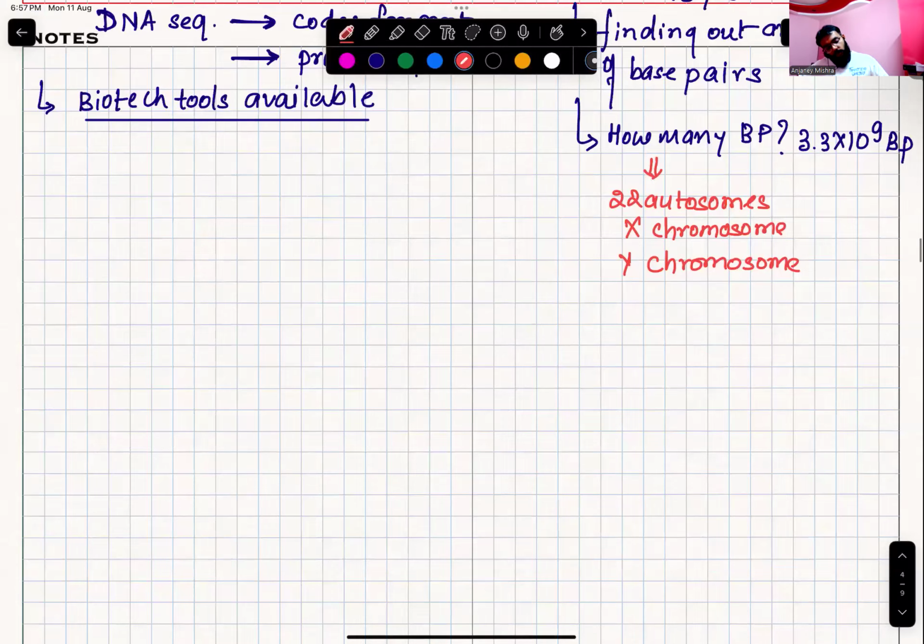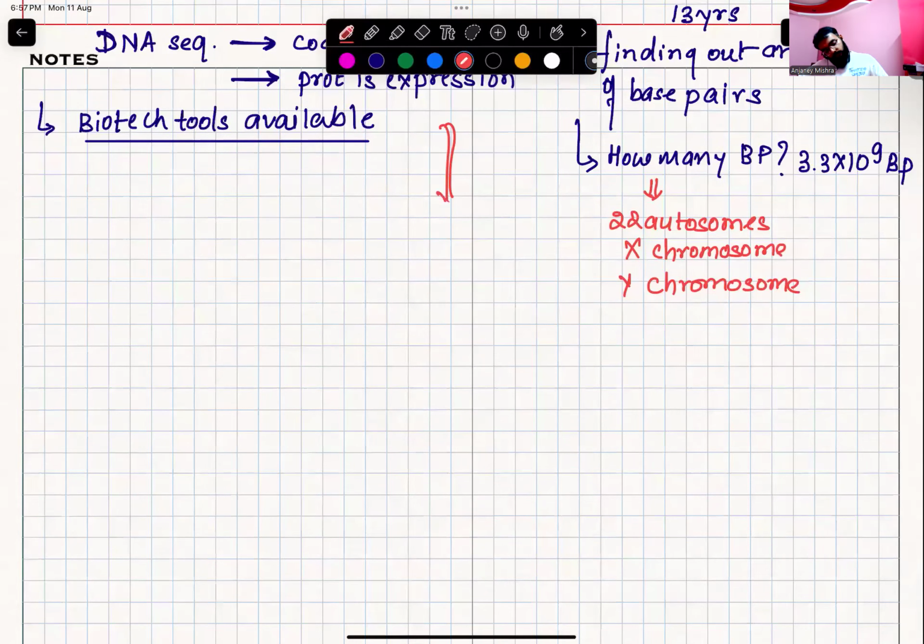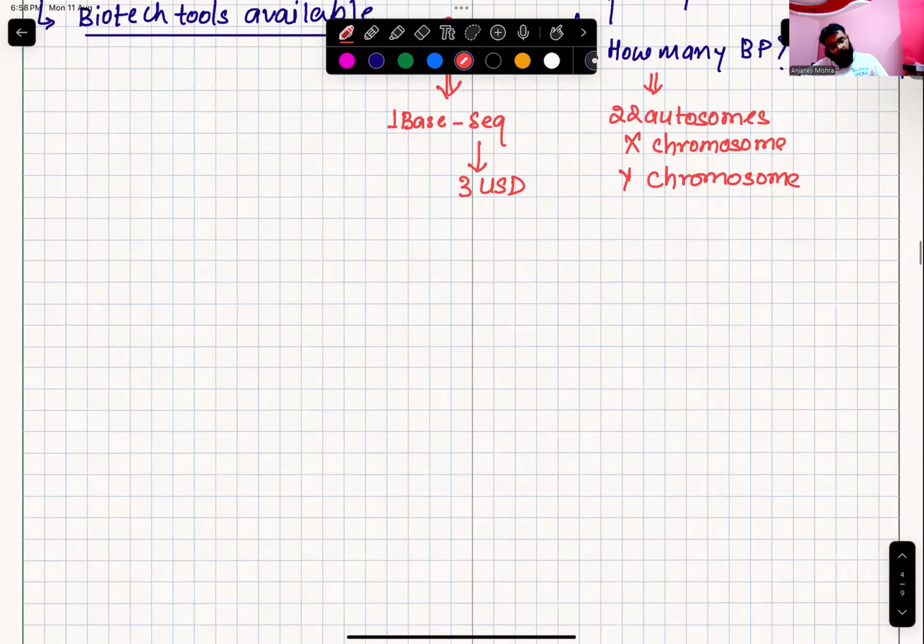Now, I have to tell you how big of a project it was. How big of a project, beta? If one base sequencing cost $3, write properly, no? The money would come out to be somewhere around 9 billion US dollars.